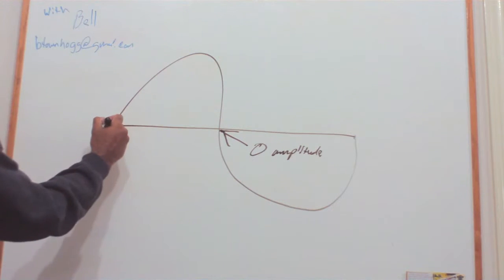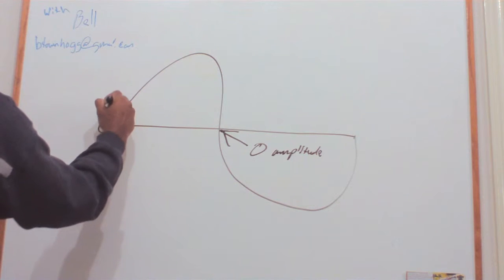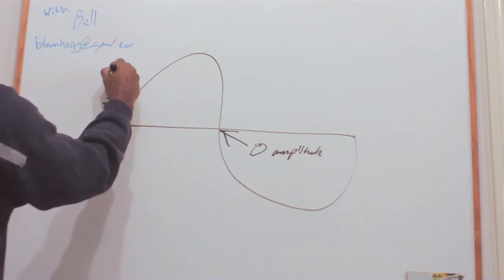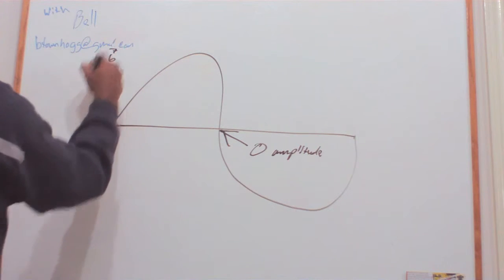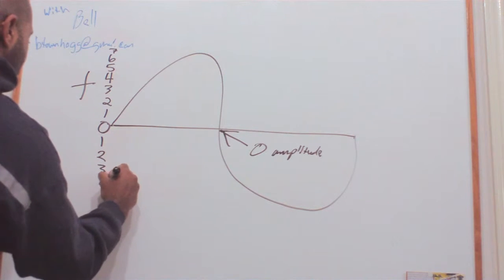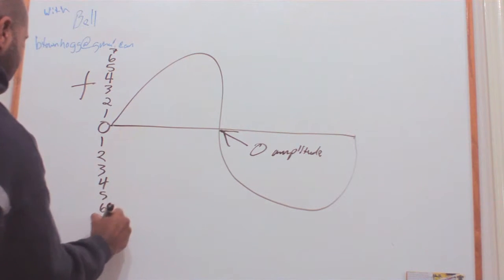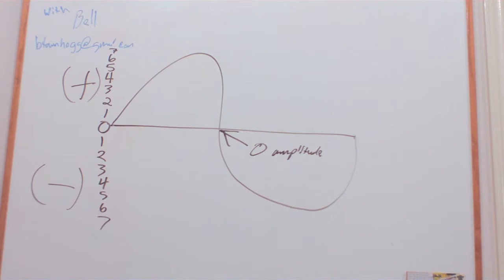So, this is 0, and then you have 1, 2, 3, 4, 5, 6, and 7. Okay? That's all the plus. Then you have 1, 2, 3, 4, 5, 6, and 7. That's all negative. I don't know if y'all can see that or not, but that's 1 through 7 going up on the positive side, and 1 through 7 going down on the negative side.